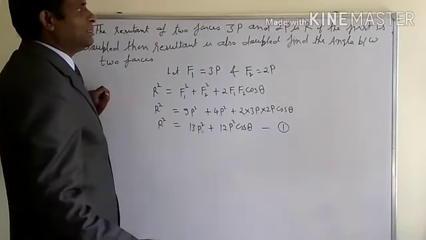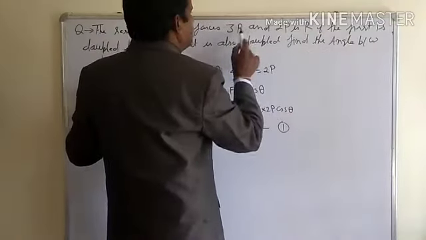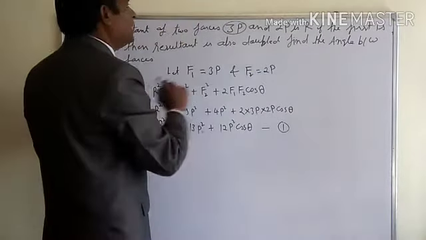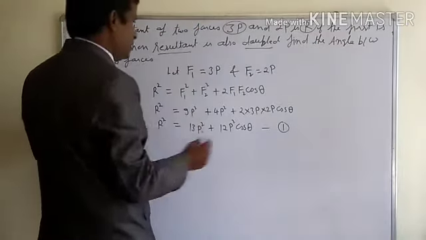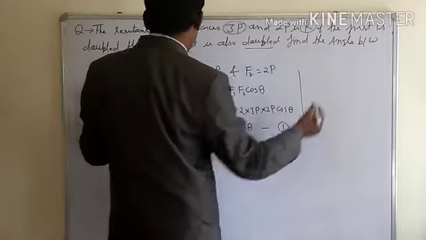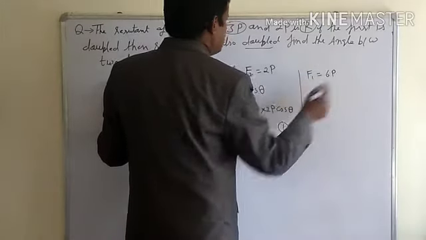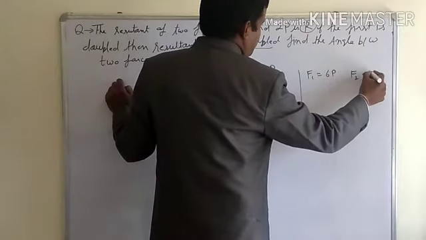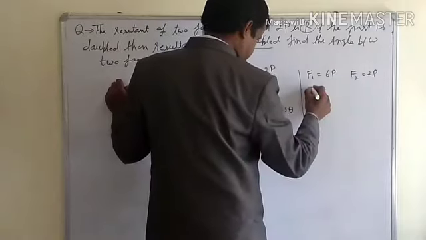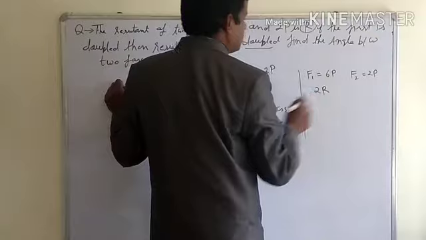And in the second condition, it is given in the question that if we double the first, that means 3P, then the resultant, which is R, will also be doubled. Clear? So in the second situation, F1 will become 6P, double of 3P, and F2 will remain the same, 2P, but the resultant will become 2R.